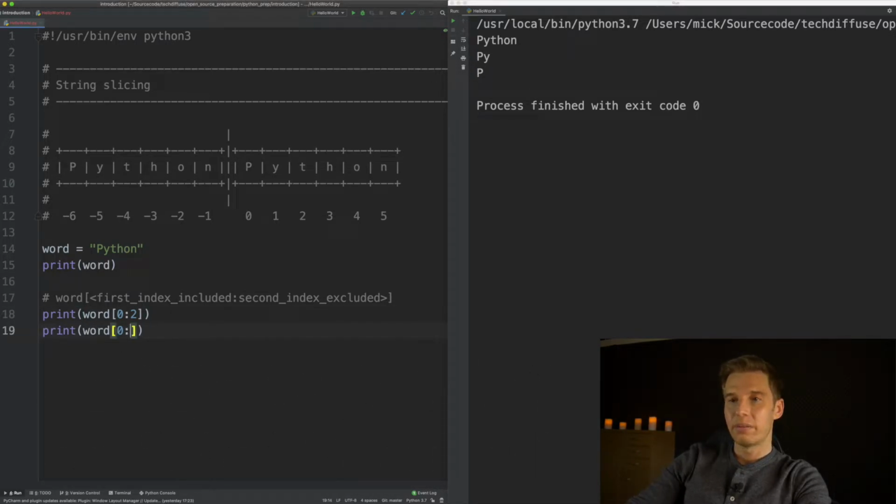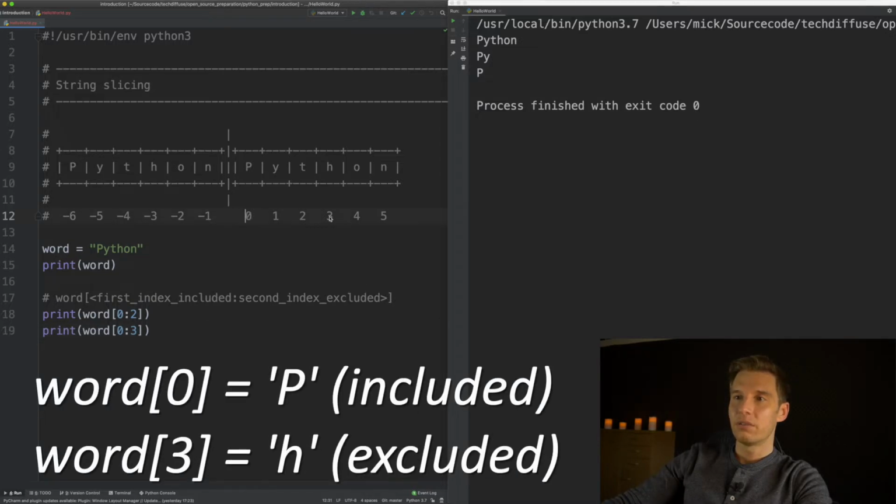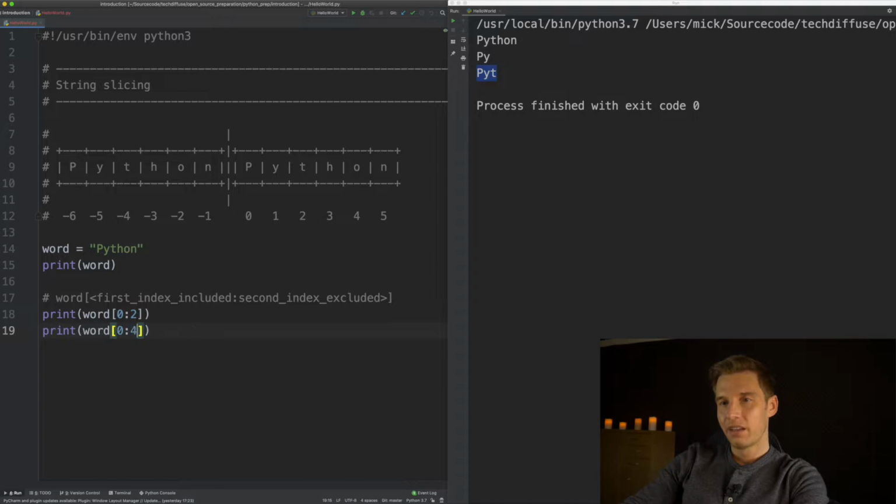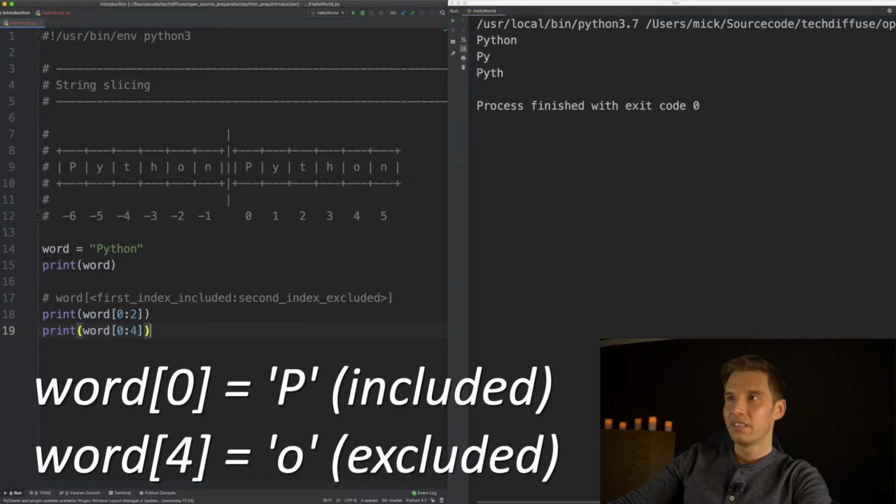And you can do this further. The third one, so from 0 to 3, from P to H. So we have P, Y, and T. This is right. 4 to the H, because the O is excluded.